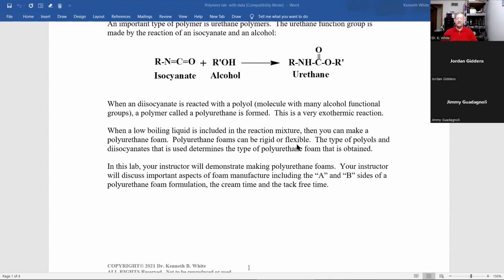Or if you sit in your car, you're sitting on a seat that's got cushion, and that's a urethane foam. Now, the type of polyol and diisocyanate determines what kind of urethane foam you get, solid or liquid, flexible or rigid. Now, this is an area I know quite well because I've got about 4 US patents in this area. I must know it well.